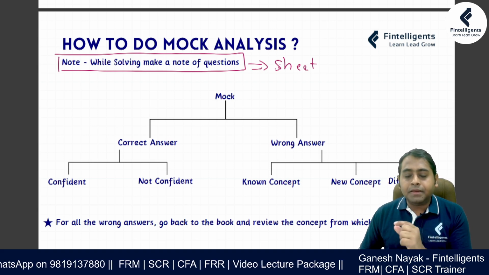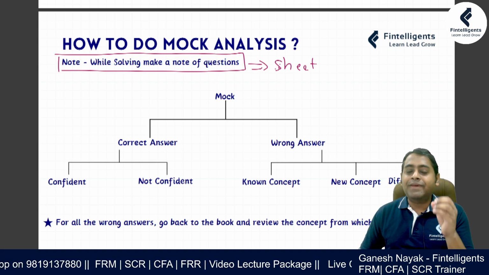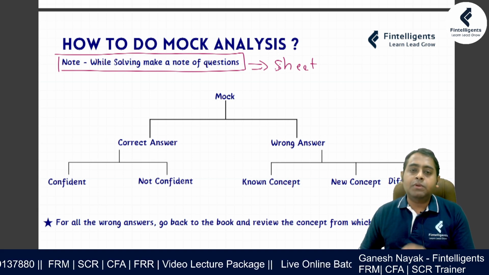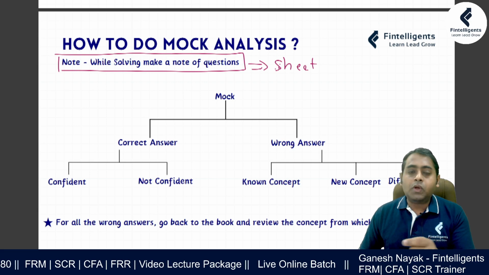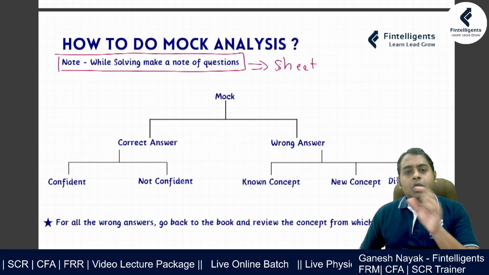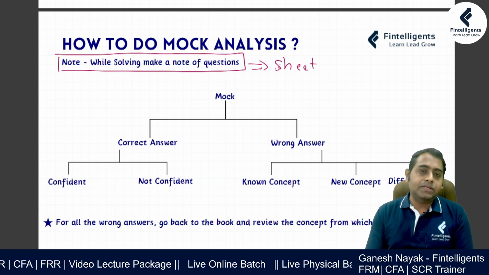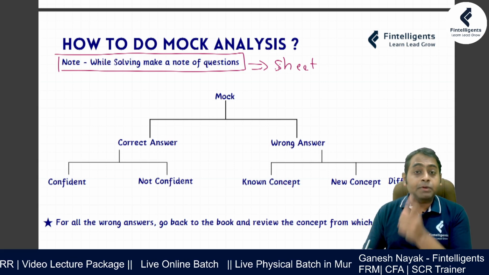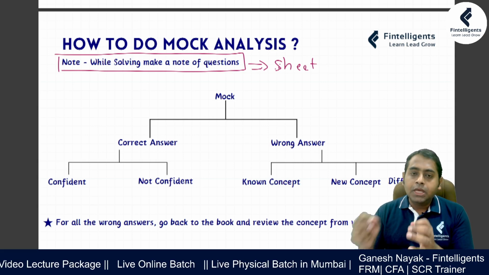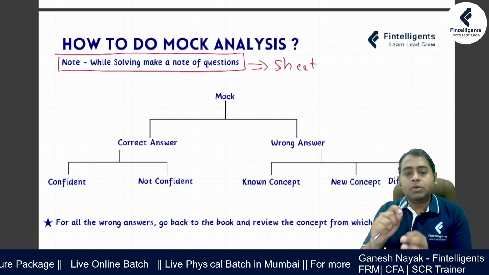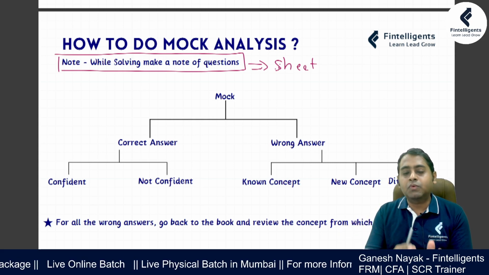Just do marking. Certain types of questions will be very difficult, so do a separate marking for that. Certain questions, you've read the concept, you know the answer, but you're not 100% sure between B and C. Do a separate marking. Basically, when you're solving the mock, keep a sheet of paper, because on the actual exam date also you'll get a sheet. Write down 1 to 90, and make a note of which question you were comfortable with, which question you faced problems with.